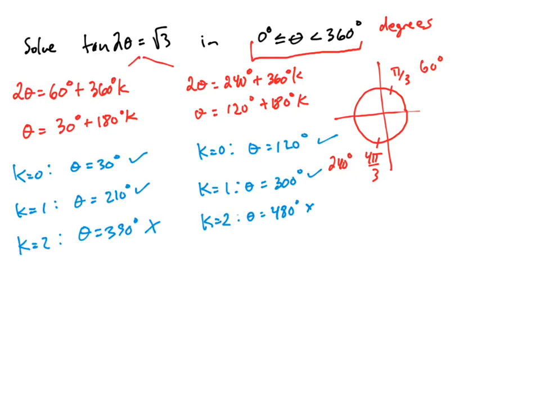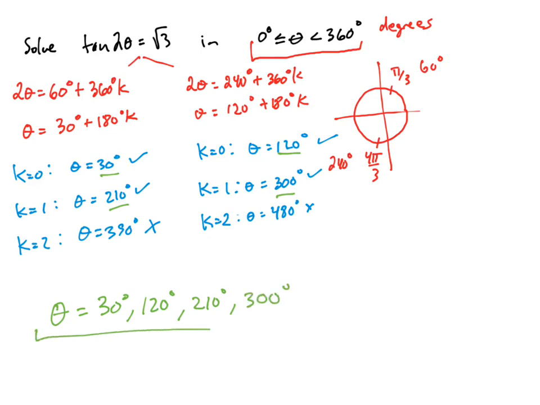Okay, so we end up with these 4 values that are going to work, that are inside the interval 0 to 360 degrees. So our solution is just a listing of all of these. I'm going to write these in order. And there we have it.